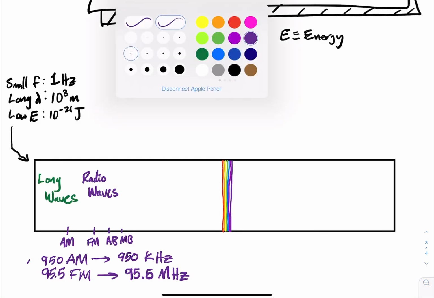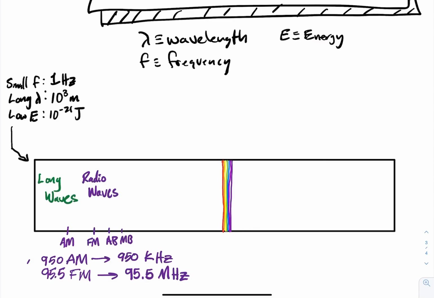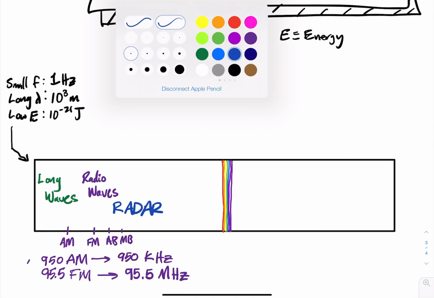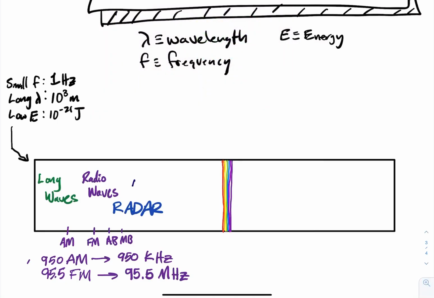leaving radio waves, we get to the next sort of wave. It's called radar, and it kind of overlaps between radio waves and the next one. Radar overlaps with what we call microwaves.